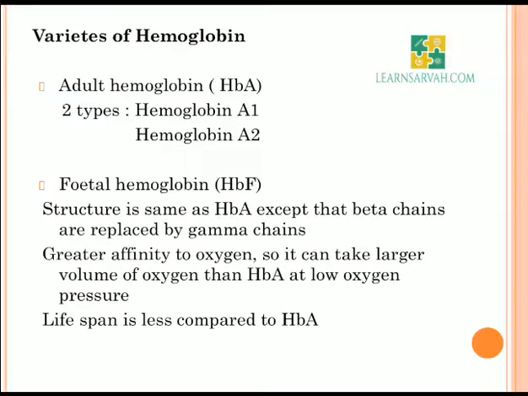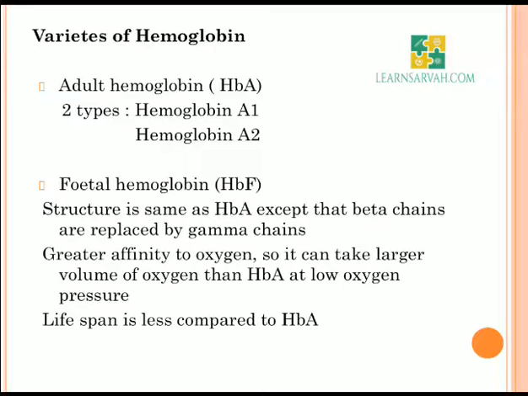Now coming to the fetal hemoglobin, that is HbF. The structure is the same as that of HbA, except that the beta chains are replaced by gamma chains. Also it has greater affinity to oxygen, so it can take a larger volume of oxygen than HbA at low oxygen pressure. Also its lifespan is less compared to HbA.